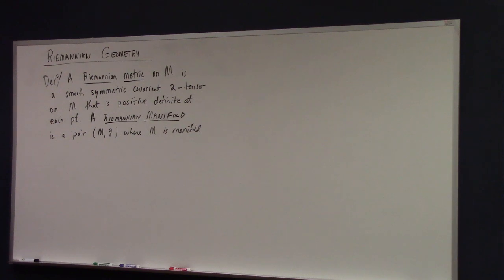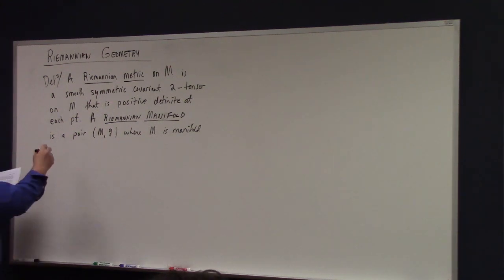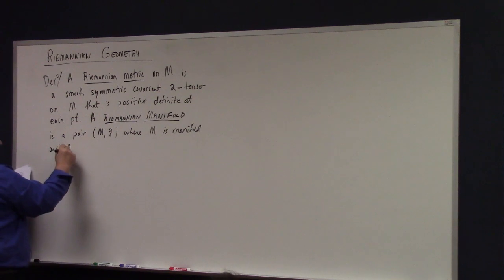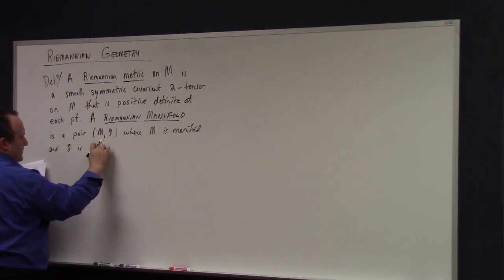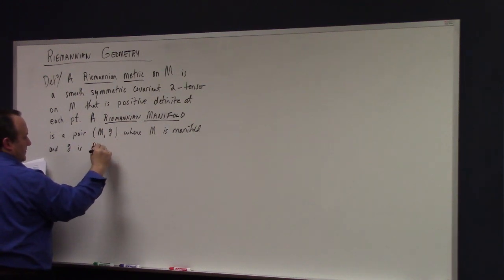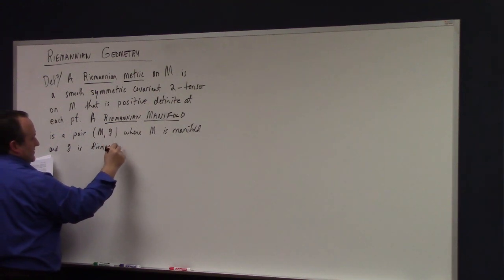Is it symmetric in the usual sense of metric? I just defined it right there. A Riemannian metric on M is a smooth, symmetric, covariant two-tensor on M that's positive definite at each point. That's the definition. So a pair (M, g), where M is a manifold and g is a Riemannian metric. To start with, we want to think about manifolds without boundary, but if I recall correctly, he does eventually get around to talking about what to do with the boundary.